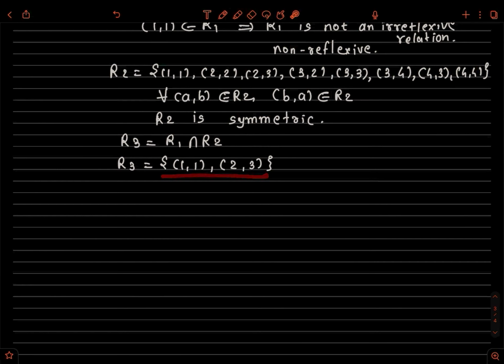And the question is, is R3 a reflexive relation? No, R3 is not a reflexive relation because if all the (a, a) type of pairs are present in a relation, then it is called a reflexive relation, which means all of (1, 1), (2, 2), (3, 3) and (4, 4) should be there in R3. Then it would have been called a reflexive relation. Here only (1, 1) is there. That's why R3 is not a reflexive relation.